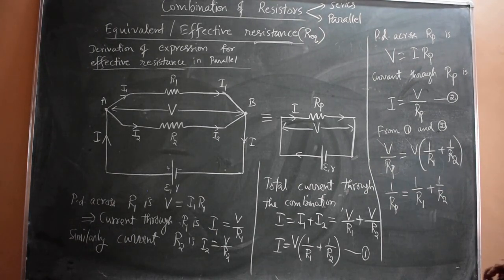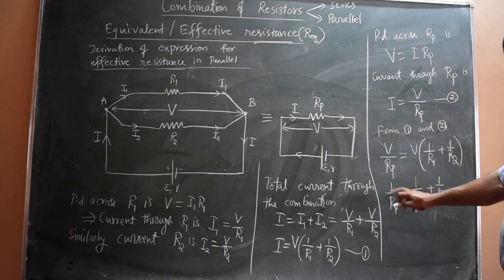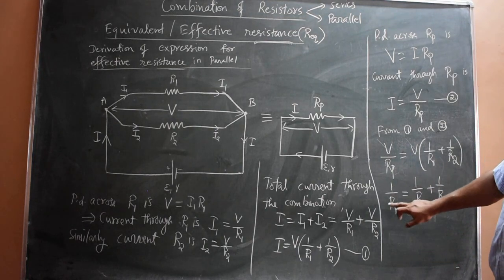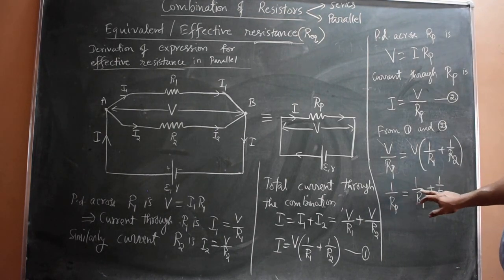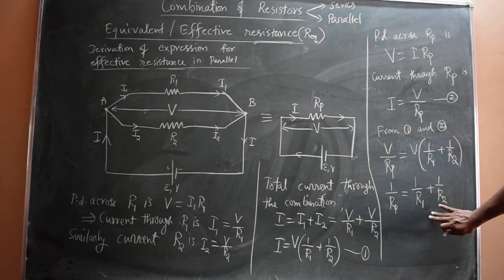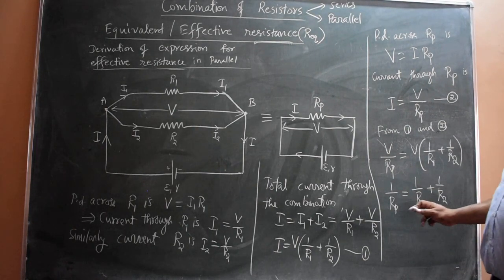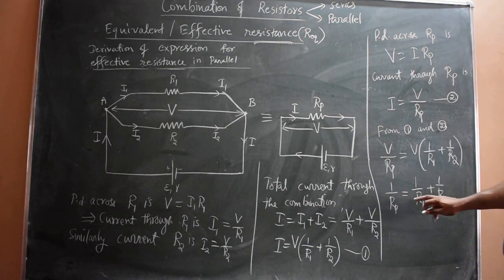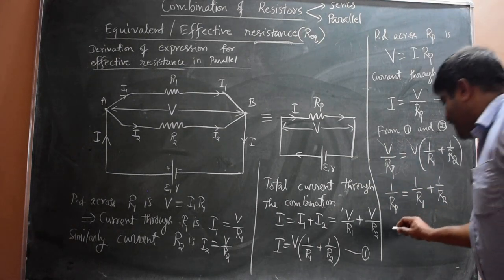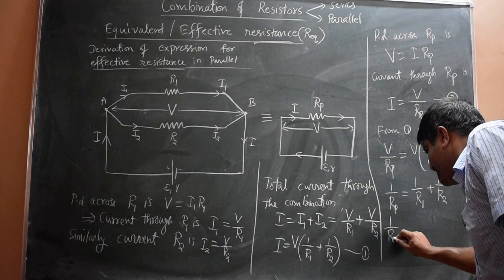Thus, what we can say is the equivalent resistance in case of a parallel combination of resistors is defined like this. The effective or equivalent resistance of a parallel combination is defined such that the reciprocal of the equivalent resistance is equal to the sum of the reciprocals of the individual resistances. This is the conclusion we have to write after deriving this. Okay, so we can extend this rule to n number of resistors.